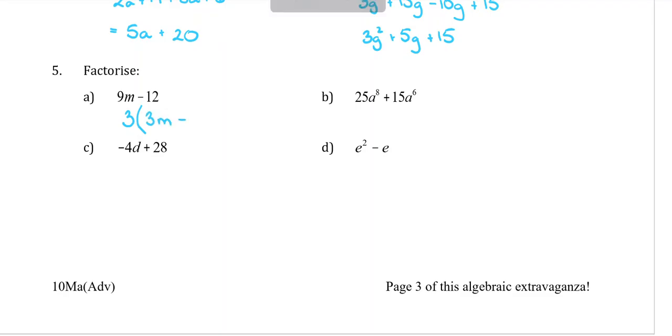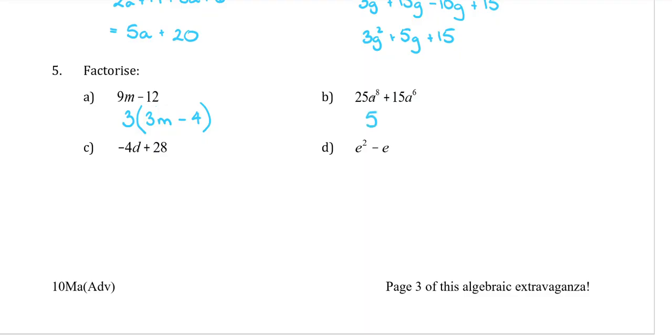Then I have the minus sign and I go 12 divided by 3 is 4. Close the bracket. And you can always in your head try to times that back out again and check to make sure it goes back to the original question. Looking at B, we have 25 and 15, and the highest number factor of that would be 5.